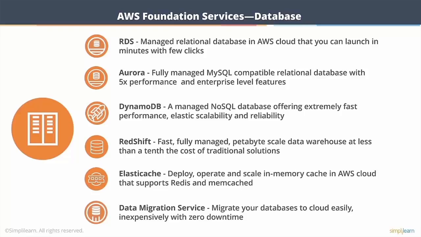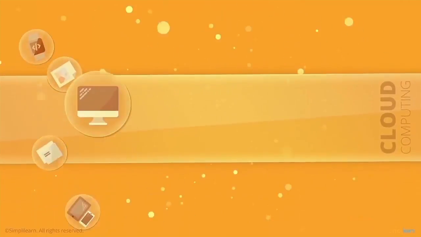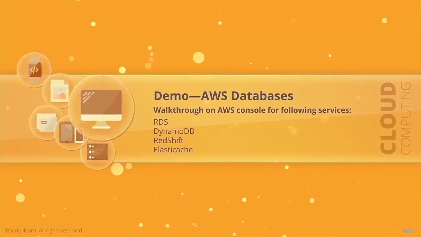Then you have a very cool service called Database Migration Service that basically allows you to migrate your database from Oracle to Aurora. You can use the service and there is no downtime at all when you use this service. So let's take a look at RDS, DynamoDB, ElastiCache, and Redshift.